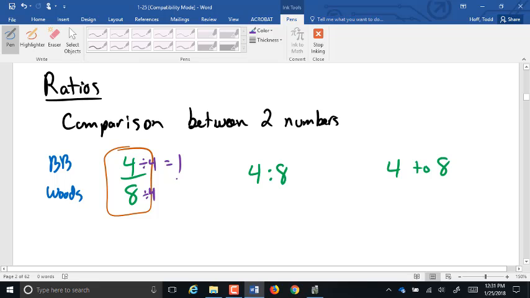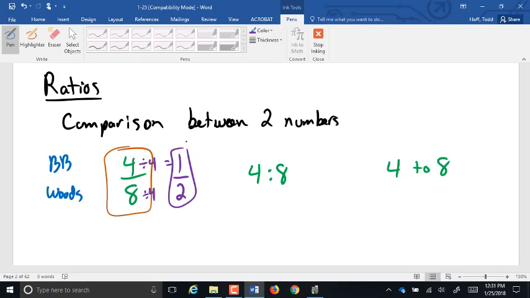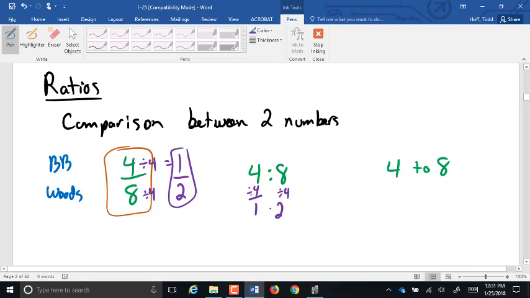So 4 divided by 4 gives me 1, 8 divided by 4 is 2. So a 4 to 8 ratio is the same as a 1 to 2 ratio. Now I can reduce these other forms in the same way. Like here, 4 divided by 4 gives me 1, 8 divided by 4 gives me 2. That reduces to a 1 to 2 ratio. It's just we're used to doing it as a fraction, so there's no use learning a new process for it.